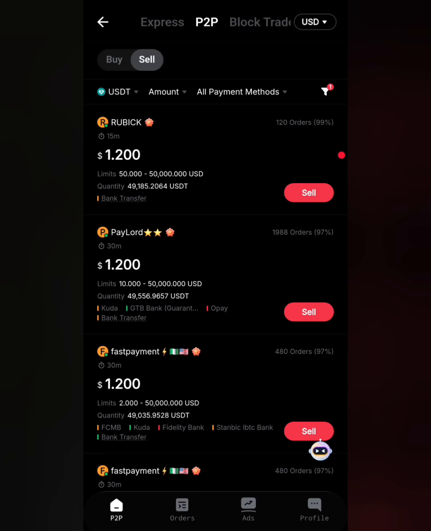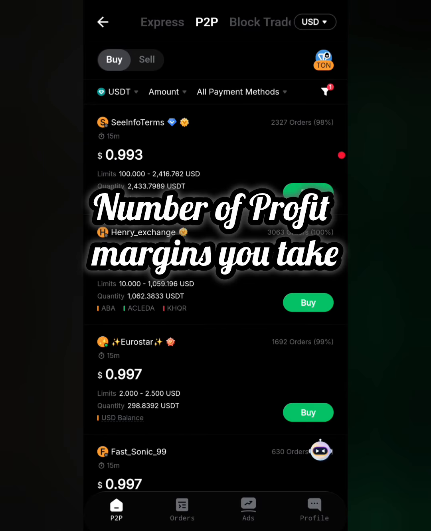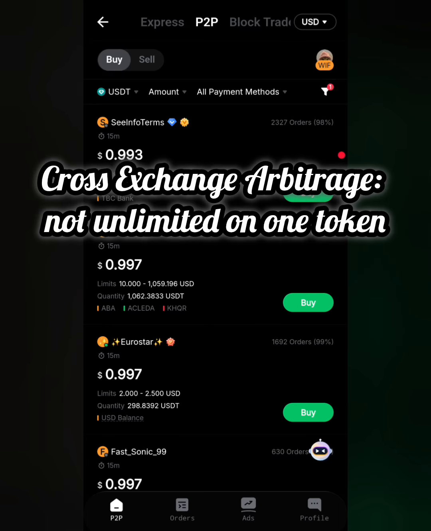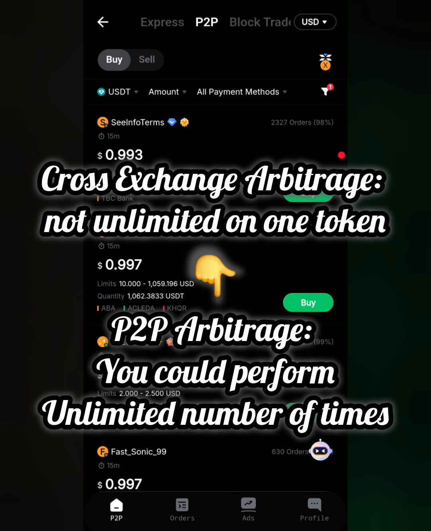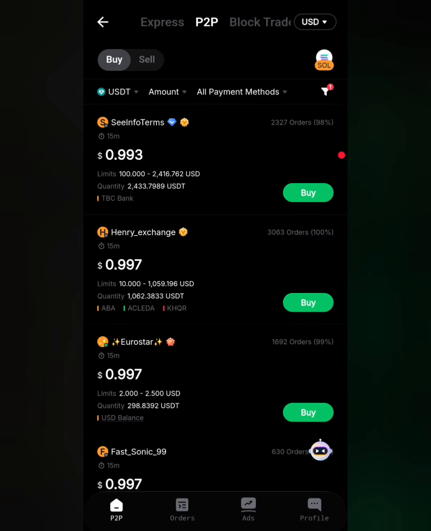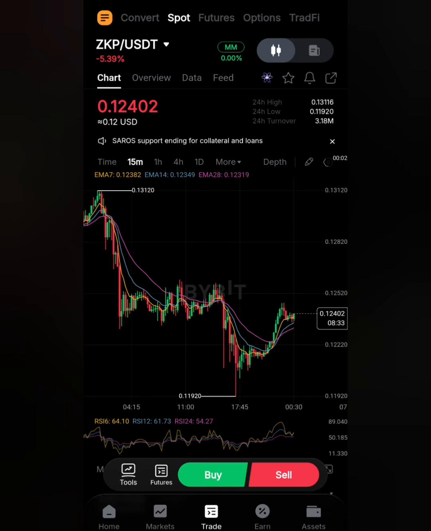Now one thing that makes P2P arbitrage, or any type of arbitrage, very profitable is the number of times you get to perform that arbitrage opportunity. Whenever it comes to cross exchange arbitrage, you might not really get unlimited arbitrage opportunities on one particular token. But on P2P arbitrage, you could get unlimited arbitrage opportunities on a particular token, because the prices do not fluctuate as much as they do in cross exchange arbitrage, where you are working with the price of that particular token on the spot market. So I hope you get the logic around this.